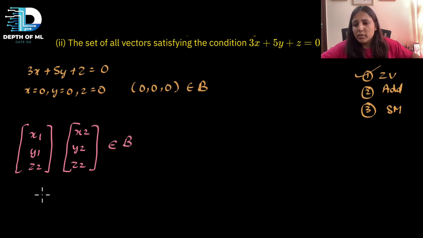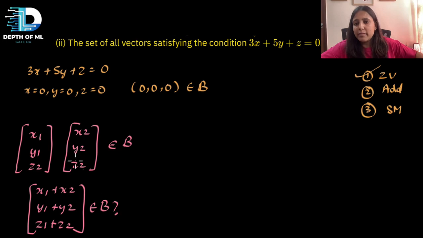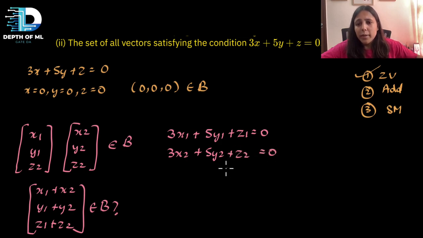Now I have to prove that the addition should also belong to B. So I will say x1 plus x2, y1 plus y2 and z1 plus z2. Now how do I prove that this belongs to B? I'll have to check whether this satisfies this condition. Now I know that 3x1 plus 5y1 plus z1 is equal to 0. I also know that 3x2 plus 5y2 plus z2 is also equal to 0. Why? Because these two vectors were already in this set through assumption. I took these vectors from this set, so they have to satisfy these two conditions, right?